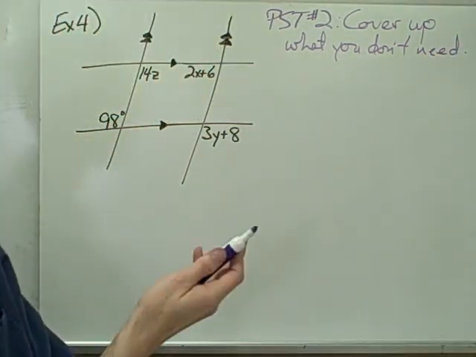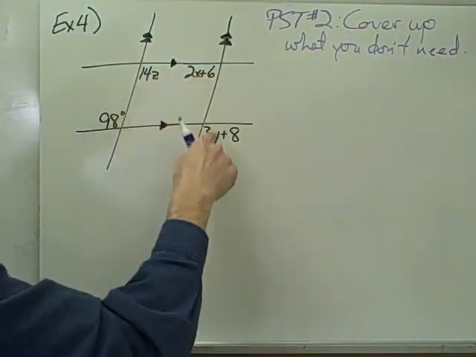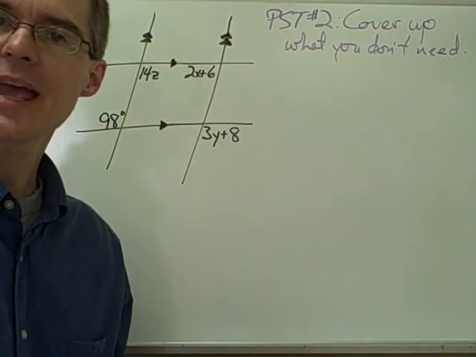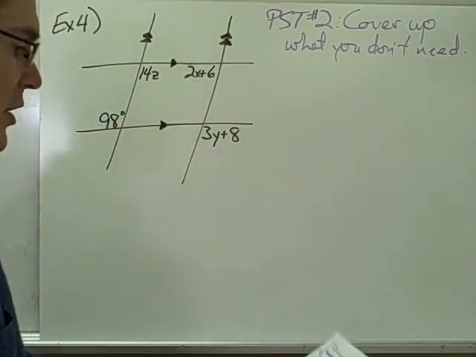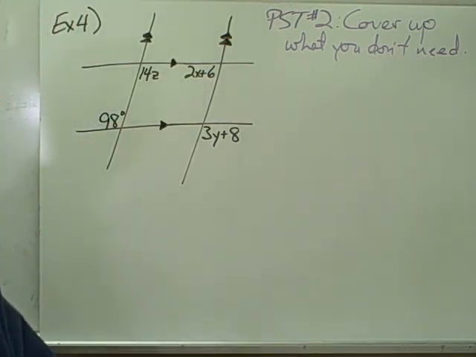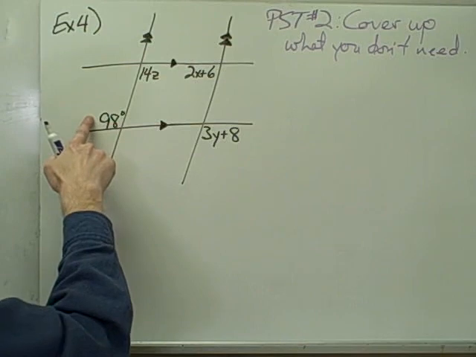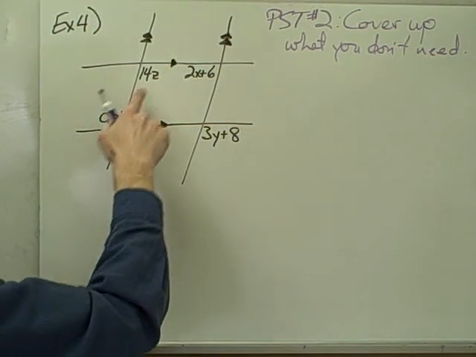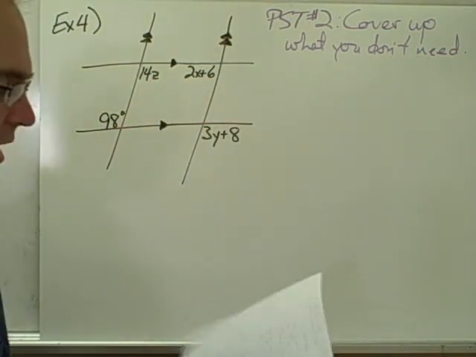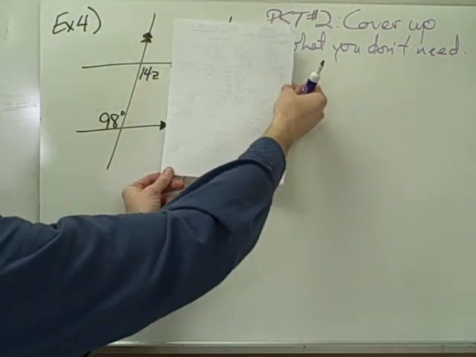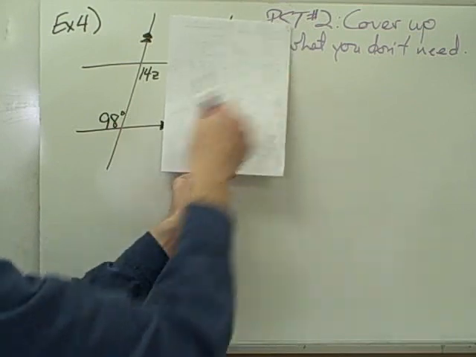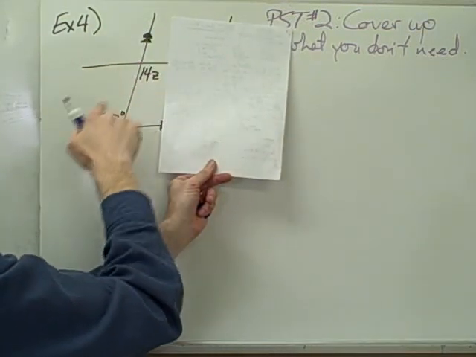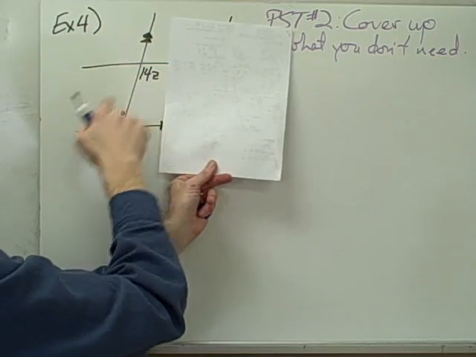Okay, so now using problem-solving tip number one, I know I only want to solve for one of my variables at a time, and so I'm going to cover up every part of the picture that I'm not going to be using. So I look at my picture, and I happen to notice I've got a 98-degree angle right here, and I've got a value for 14z right here. I think I'm going to start with my value for z, because I notice if I cover up this half of the picture, well, then now I've just got two parallel lines cut by a transversal, and these two angles are alternate interior angles.